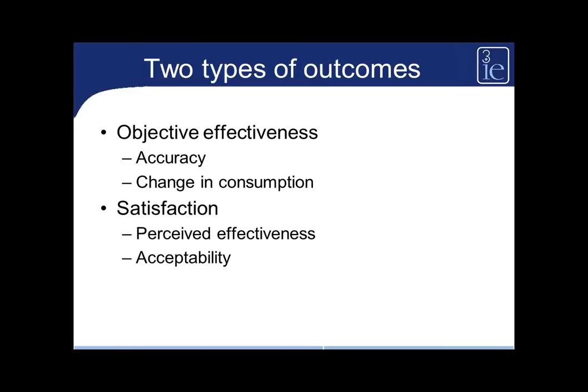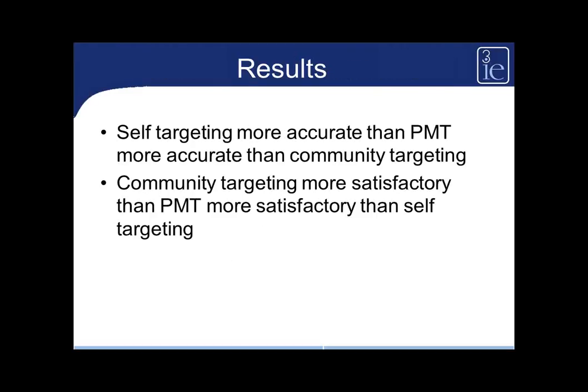But they also looked at a more subjective measure of the outcome, which is satisfaction. They had about 11 different questions looking at different aspects of the households' satisfaction with these different methods of targeting. They looked at both what people perceived as the effectiveness, so did people think that this method was more accurate, but then also whether people thought this was a good idea and a way to do targeting.